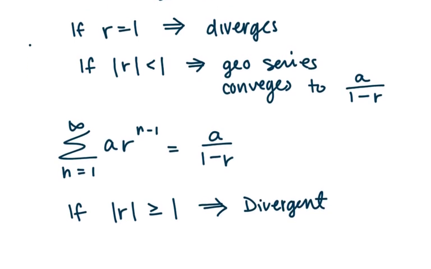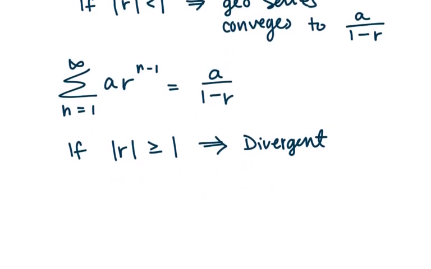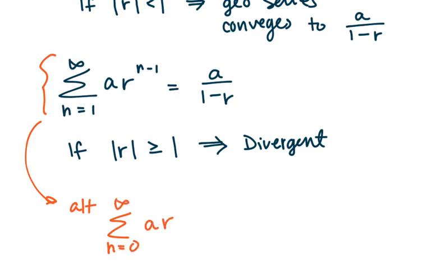And just another notation here, in the example from the book, it starts with n at 1, but you could write it differently, and say this is the sum from n equals 0 to infinity of a times r to the n, as opposed to up above where we have n minus 1.